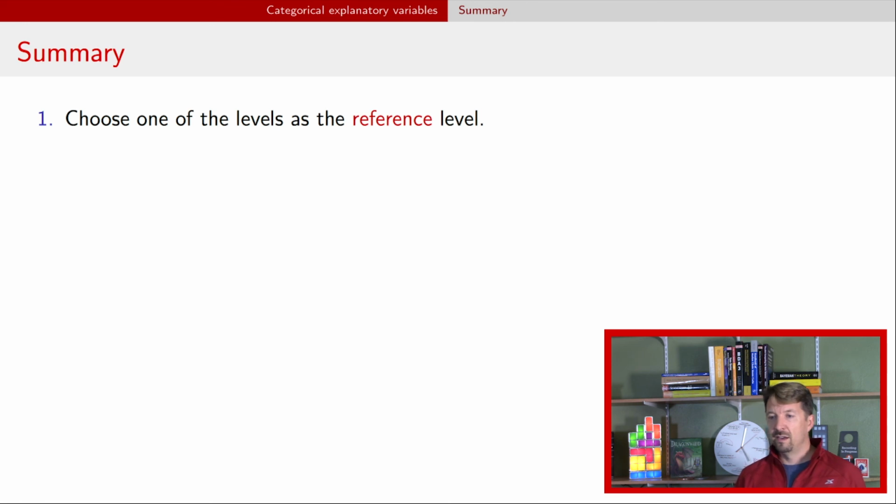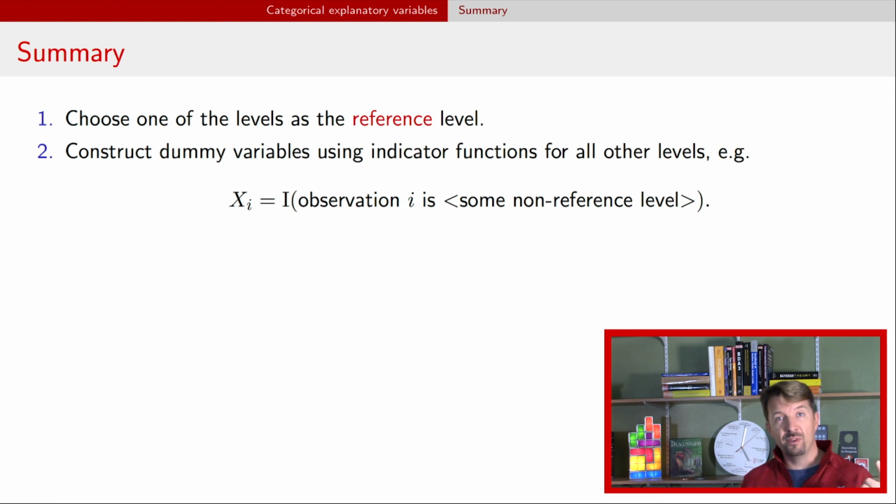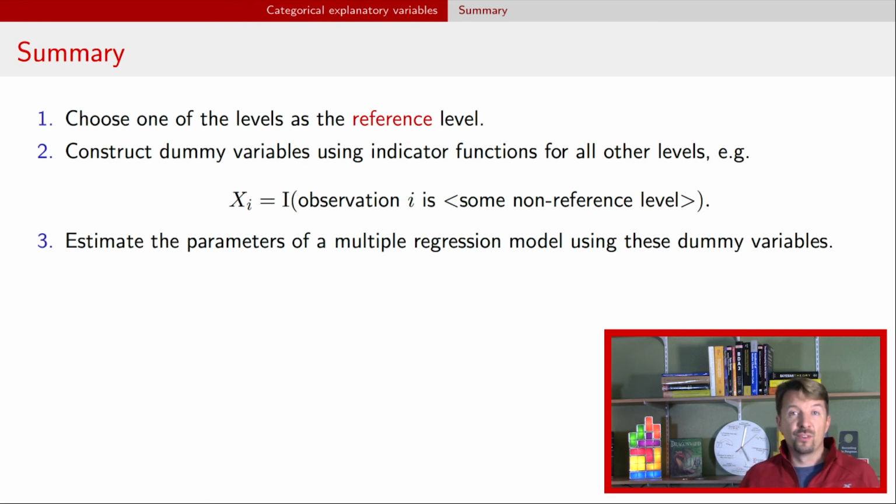All right, as a summary of how you deal with categorical explanatory variables within a regression context, number one, you have to choose one of the levels of that categorical variable to be what's called a reference level. Then you're going to construct dummy variables through indicator functions for all of the other levels. So any of the non-reference levels you're going to construct a dummy variable for. Then finally, you just throw that into a multiple regression model and you have this pretty convenient interpretation in terms of deviations in the response between the reference level and all of the other levels.